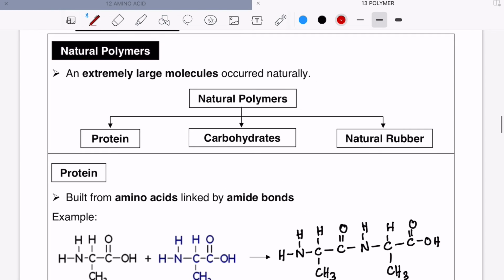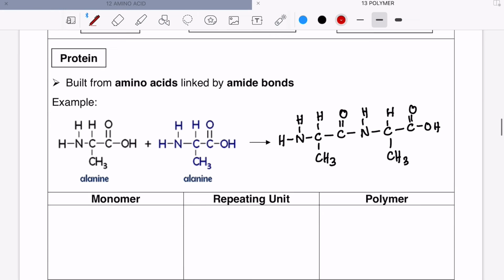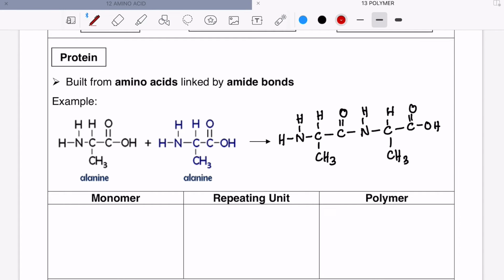Natural polymer, you can see the examples here: protein, carbohydrates, and also natural rubber. If you remember in the previous video on amino acid, protein is actually considered a natural polymer. Protein is made by more than 70 amino acids. Now, if you have a question asking, for example, we have alanine and we have these amide bonds, and the question asks what the monomer is, this is the answer.